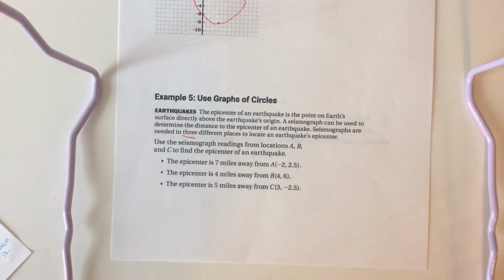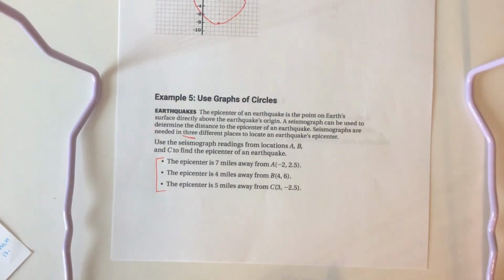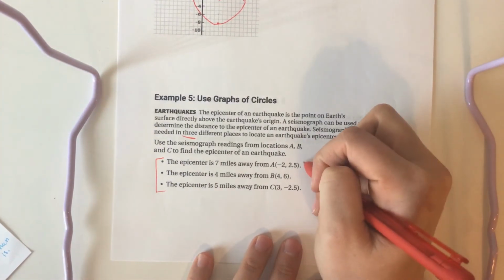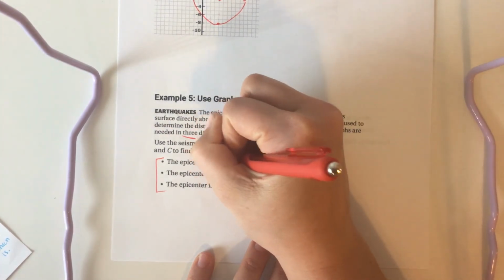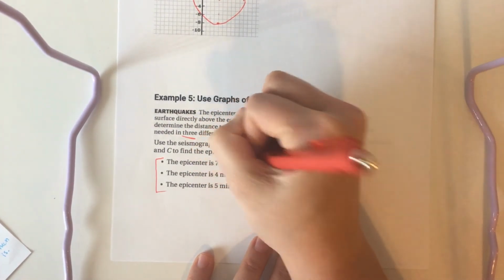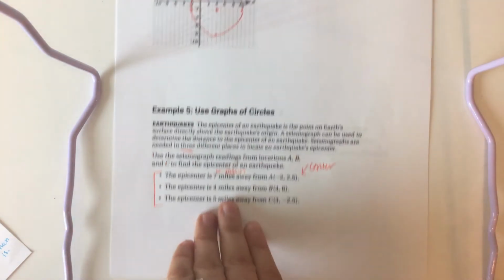And they gave us the seismograph readings for 3 locations to figure out where exactly this earthquake is happening. So, before we even get into it, we're going to see how these work out by graphing them. These are our centers. A, B, and C is the center. Miles away is the radius. So we have everything we need to graph it. We don't need to solve for anything, so we just need to practice graphing.